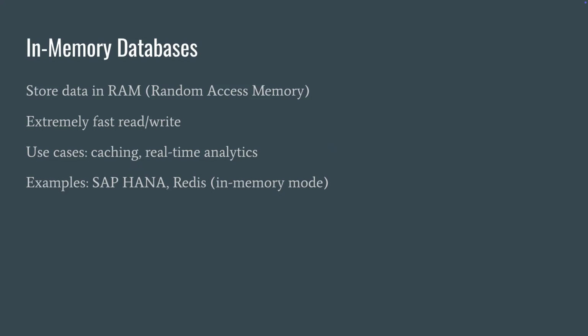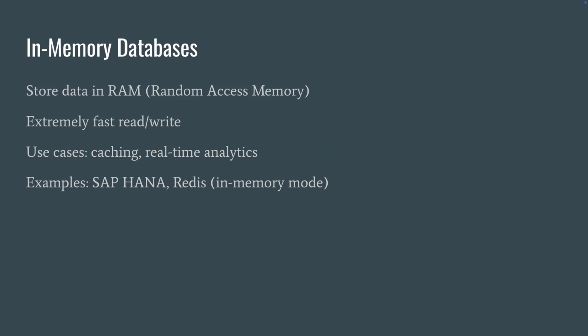SAP HANA is an enterprise-grade relational in-memory database. It's pretty unique and special because it not only is an in-memory database, but it supports complex SQL queries. Redis is more popular. Redis is often called a key value store, but you can use this key value store as a full in-memory database.